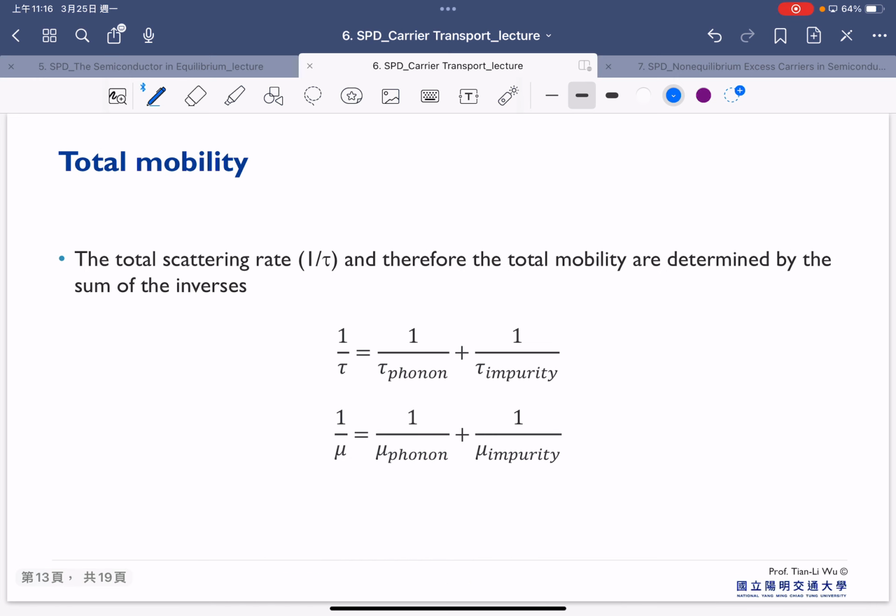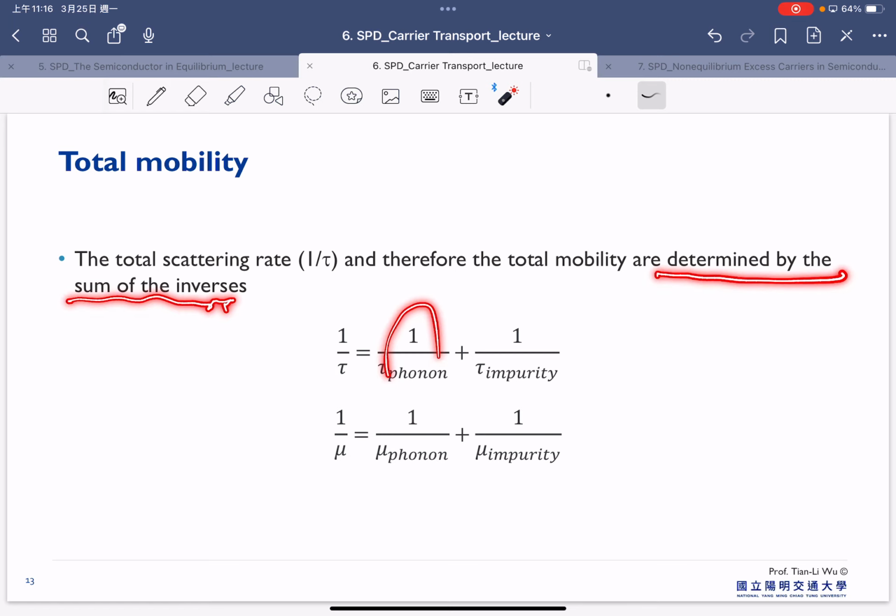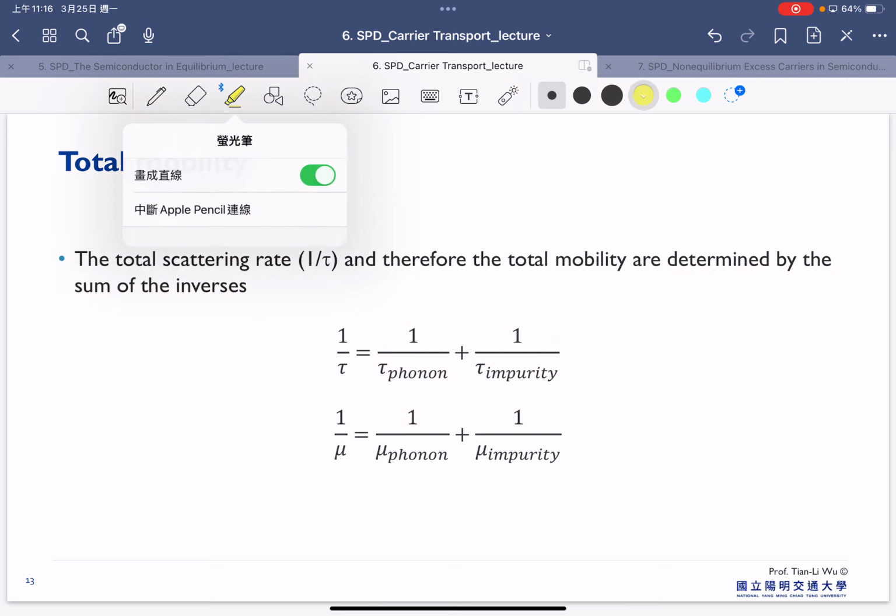Therefore, the total scattering rate shown here is determined by the sum of the inverse of each term, and therefore the mobility is also determined by the sum of these inverses, as shown here.